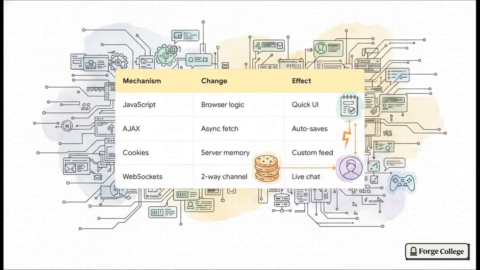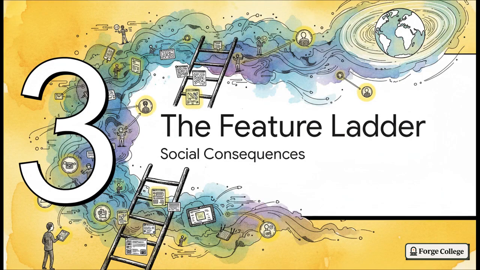Now, what's really interesting is how these individual mechanics stack together to create the features we literally take for granted today. JavaScript gives us quick, snappy UI updates. Ajax pulls data quietly, letting your drafts auto-save in the background. Cookies provide the server memory needed for your customized feed. And WebSockets open up a two-way channel that makes live chat and real-time gaming possible. It's the whole shebang.